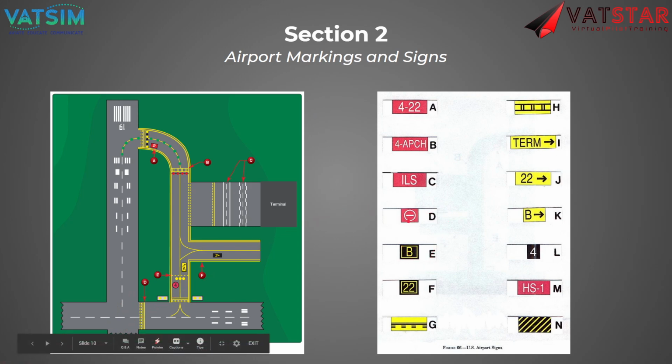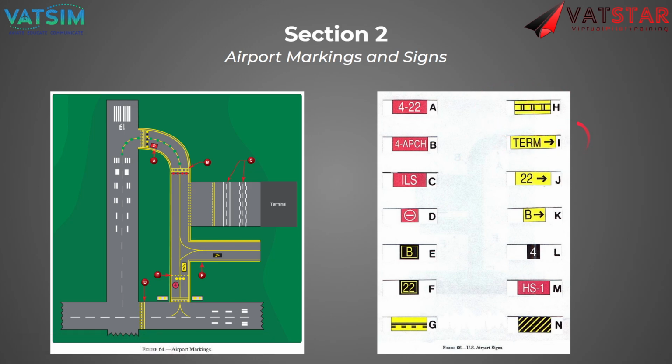D down here is a do not enter. E here will show the taxiway you're initially on, or the taxiway you are on. So if you're on this taxiway, it'll tell you you're on taxiway Alpha. 22 here, blacked out with the yellow letters, shows you the runway you're on. G, again, is that hold short line. H, like we said before, is that ILS critical area boundary.